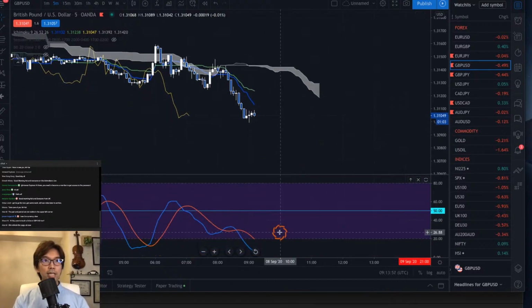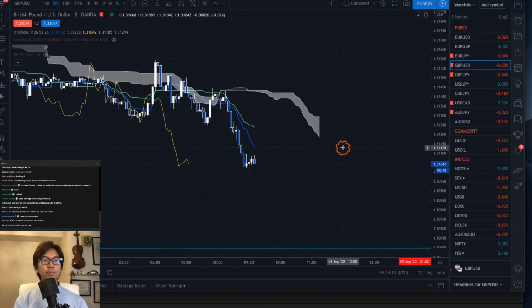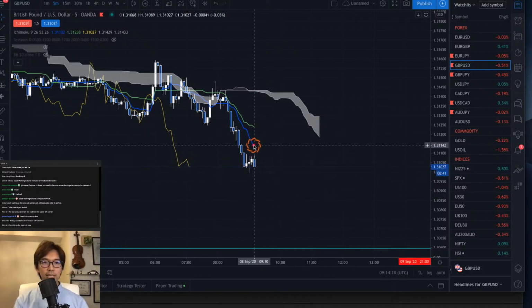And then the stochastic has not made a golden cross yet, and it's going down. So we can't take the stochastics golden cross right now, so I wouldn't look at this one. Oh, now this is going down. So I would wait for the price to touch the Tenkan-sen, and if it continues to go down, I will take the sell.